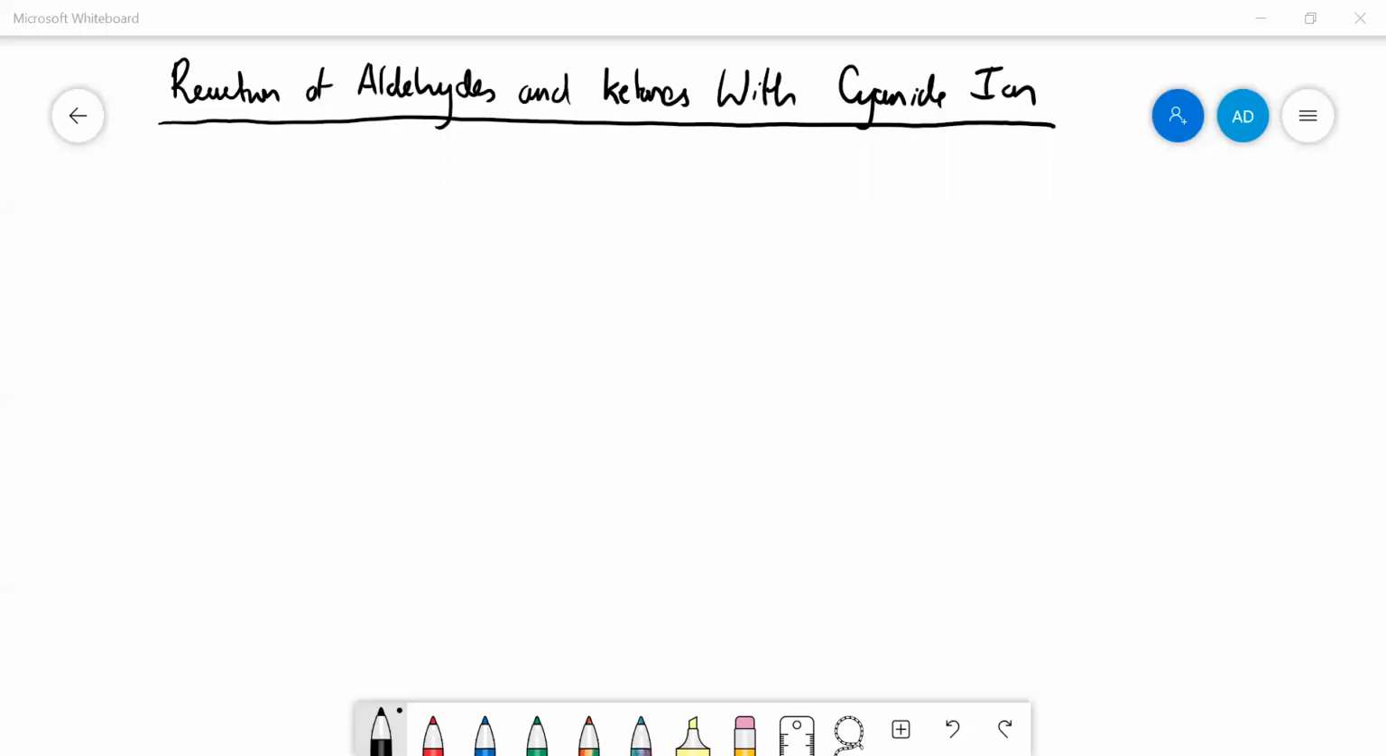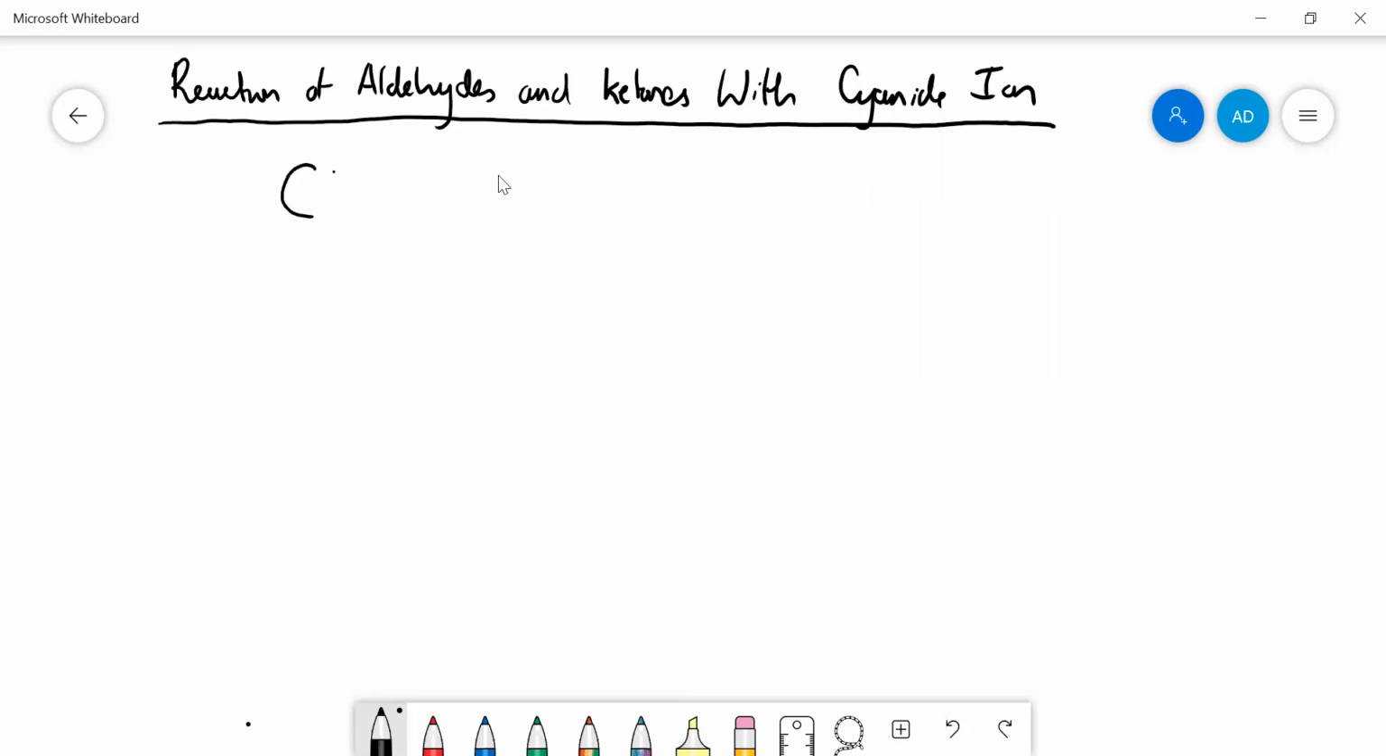Okay, we've seen how aldehydes and ketones can undergo nucleophilic addition with hydride ions, and now we need to look at the other nucleophile we need to consider, the cyanide ion.